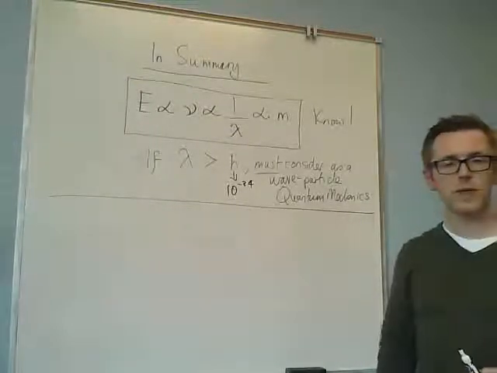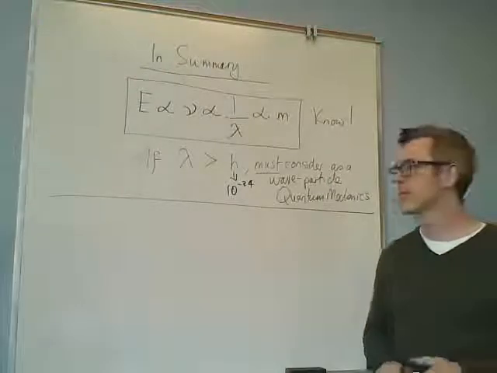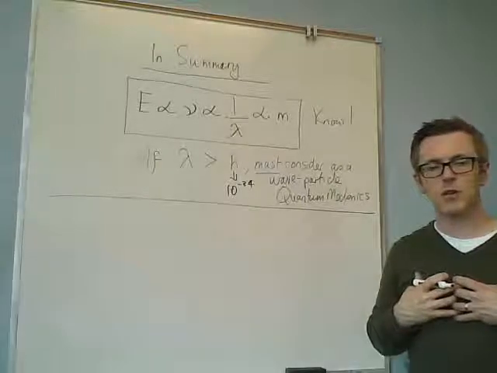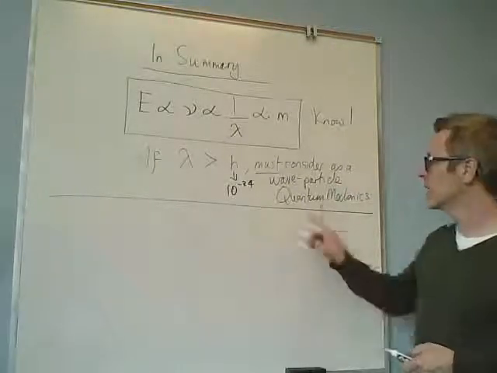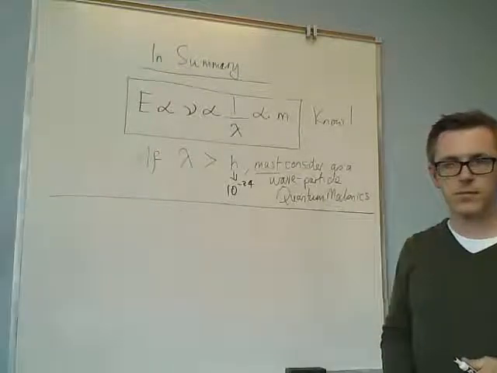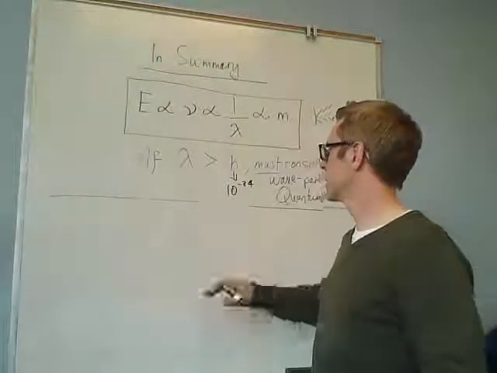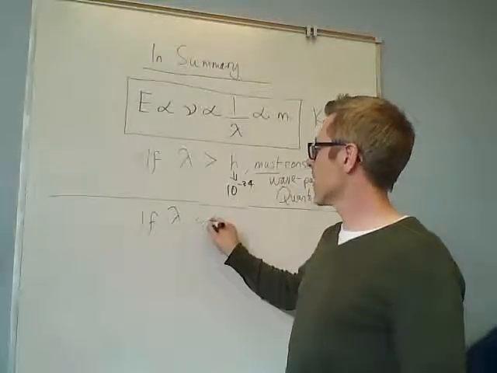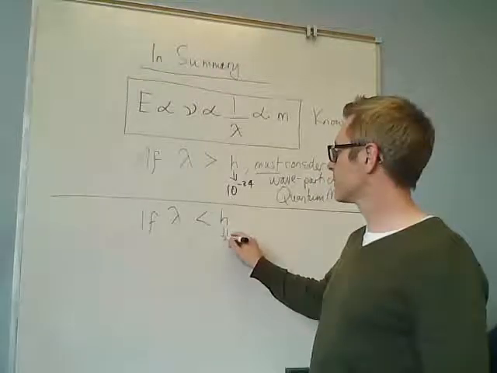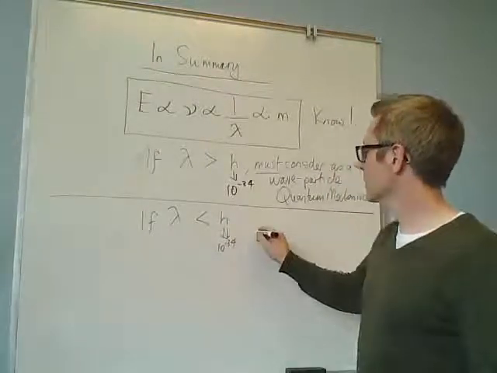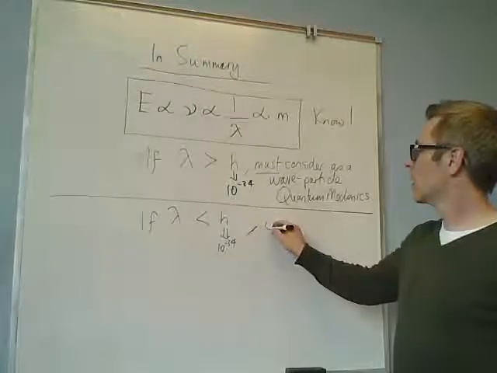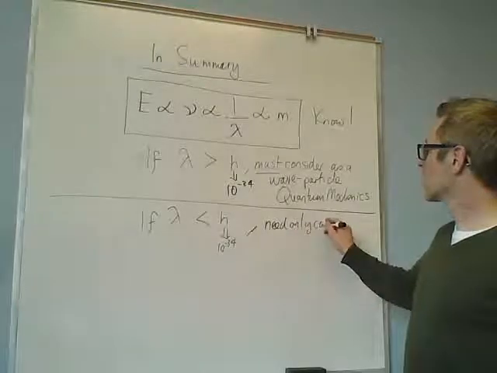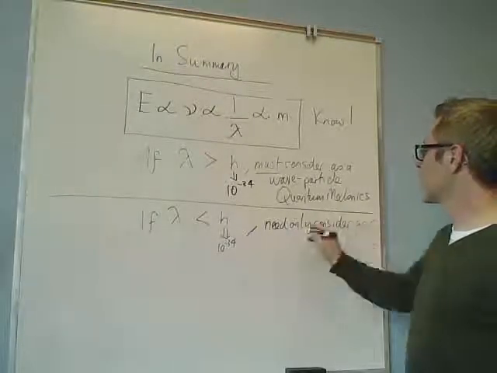And that's the realm of quantum mechanics, the realm of discrete energy. This applies to electrons. We as chemists study electrons. So chemistry really is quantum mechanics. Don't tell anyone. If the wavelength is less than Planck's constant, you need only consider the object as a particle.